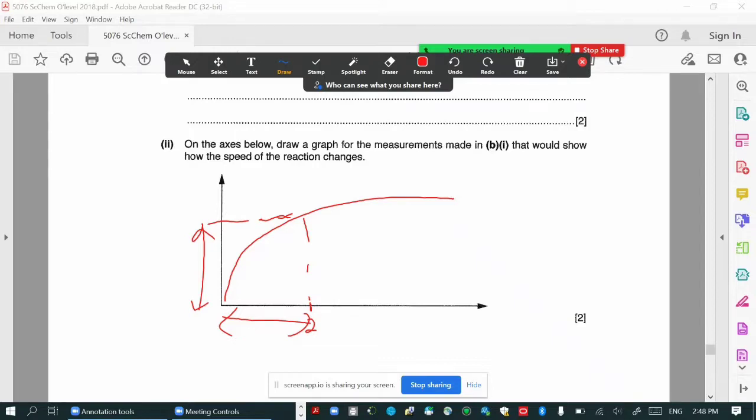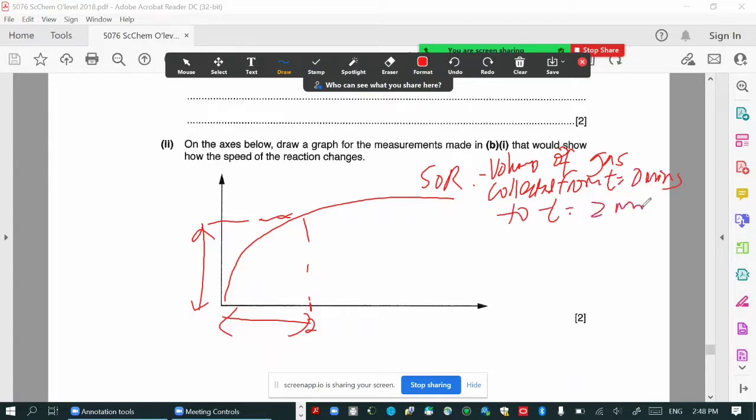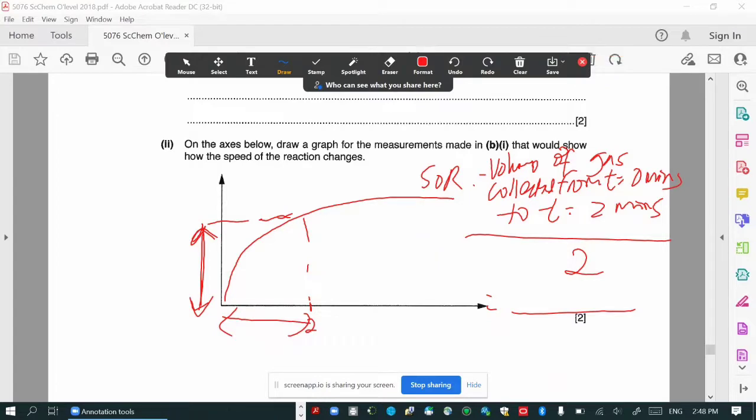So the speed of the reaction would be the volume of gas, which in this case is hydrogen, the volume of gas collected from time equals 0 minutes to time equals 2 minutes, which is basically this volume, over 2. This would be the speed of the reaction for the first 2 minutes. So take note of the difference between at 2 minutes and in the first 2 minutes.